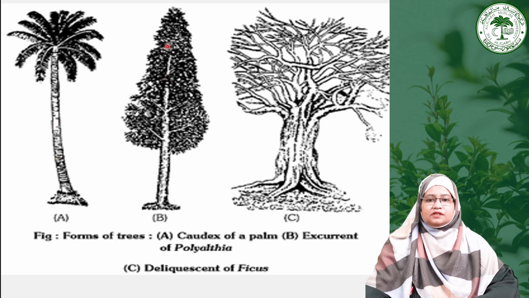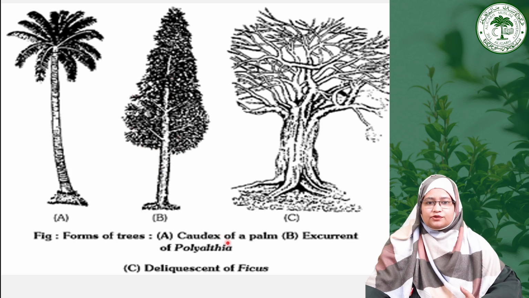Then the next type is excurrent, in which the lower branches of the stem have longer growth, while the upper lateral branches have lower growth in comparison to the lower branches. So they give a pyramidal shape. An example of this shape is Polyalthia, also called ashoka. So this is the excurrent type of tree growth.